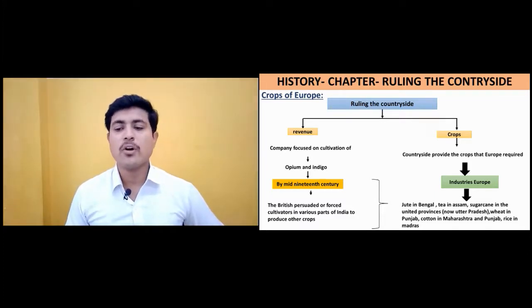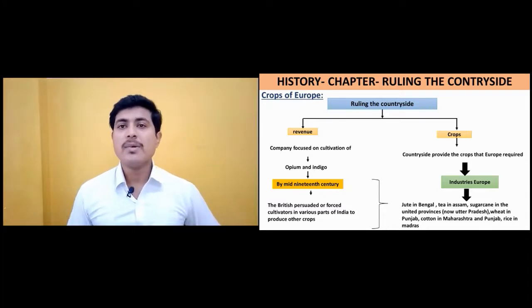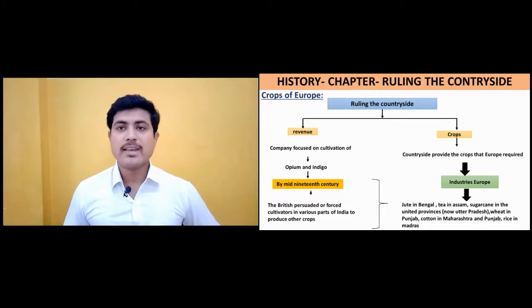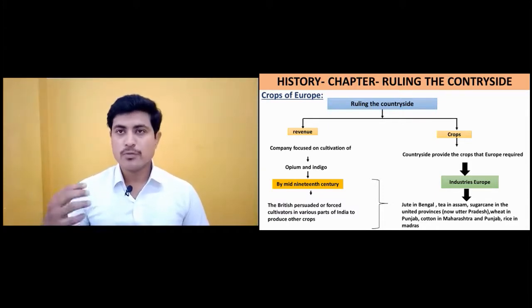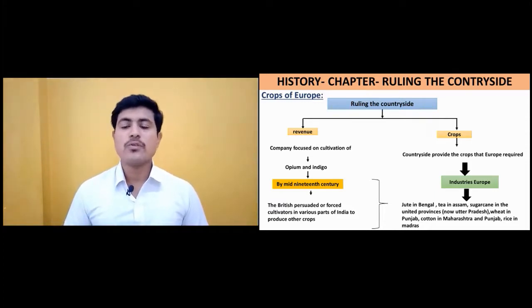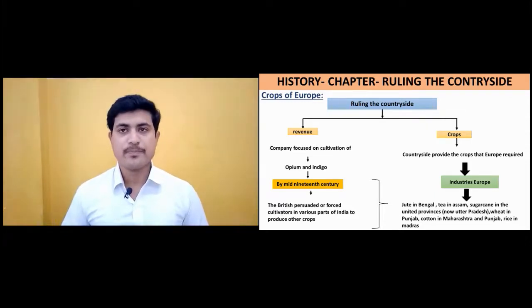What are those crops? Those crops are jute in Bengal, tea in Assam, sugarcane in Uttar Pradesh, wheat in Punjab, cotton in Maharashtra and Punjab, and rice in Madras. And why were they doing that? Just because European industries were in need of those crops, and the countryside was providing those crops to Europe.